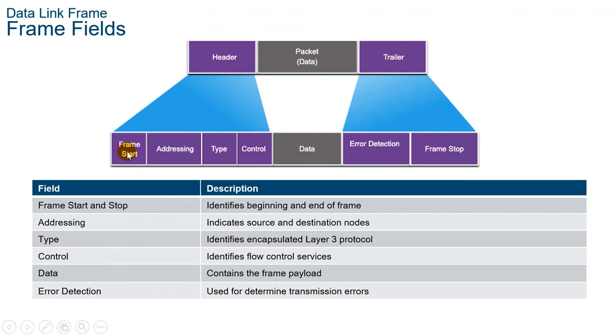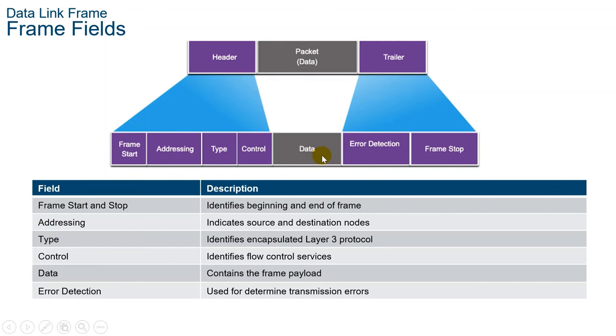The first component is used to identify the beginning and end limits of the frame. Addressing indicates the source and destination nodes on the media, so we're talking about the source MAC address and the destination MAC address. For the type, it identifies the layer 3 protocol in the data field. And then control identifies special flow control services such as quality of service. QoS, or quality of service, gives forwarding priority to certain types of messages, for example, voice over IP. These frames normally receive priority because they are sensitive to delay.